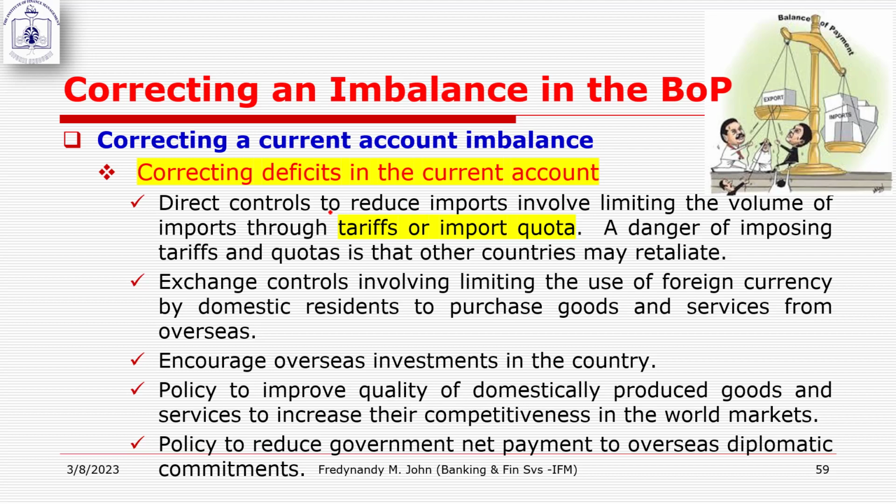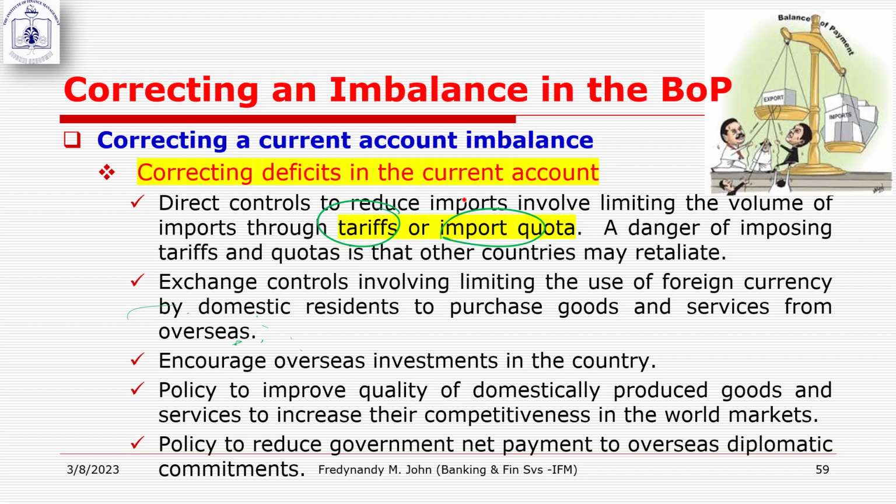Again, with the current account, you can use direct control to reduce imports, involving limiting the volume of import through tariff or import quota. We discussed about the tariff. We discussed about the quota. The volume of goods that is allowed to enter a certain country in a given financial year, that's quota. But tariff, that's some custom formalities, custom fees that one needs to meet or to pay when they're importing.